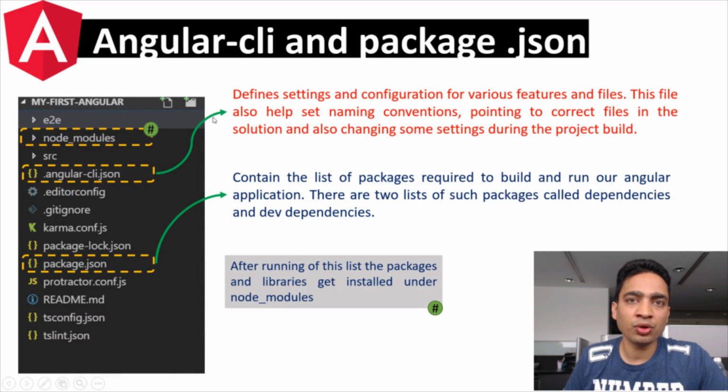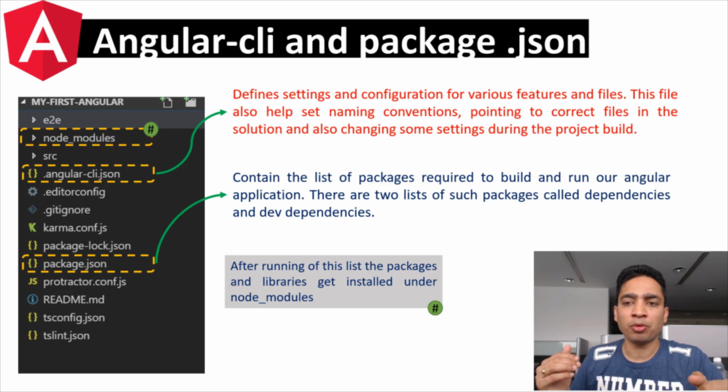Now the other file that we are going to discuss over here is called package.json. This package.json contains the list of packages that are required to build and run our Angular application. There are basically two sets of those packages. One is called the dependencies package, and another is the devDependencies package. The devDependencies contain the list of packages that are required in a development environment, while the production packages are part of the dependencies group.